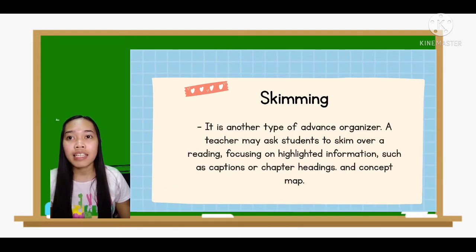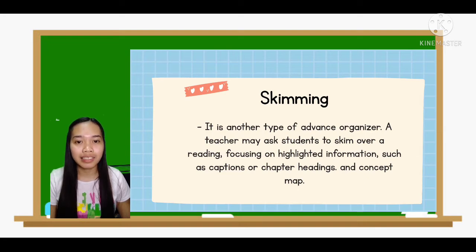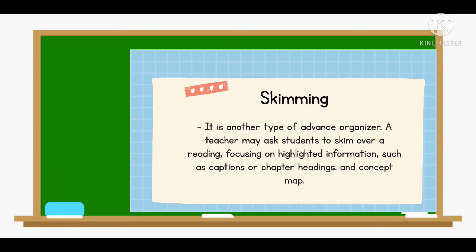Lastly is skimming. It is another type of advanced organizer. A teacher may ask students to skim over a reading, focusing on highlighted information such as captions or chapter headings, and a concept map. That makes them familiar with the material before they read it more thoroughly. Younger students might take a picture walk through the reading. So that's the end of my report about Ausubel's meaningful verbal learning or subsumption theory. So I hope you learned something from my discussion.